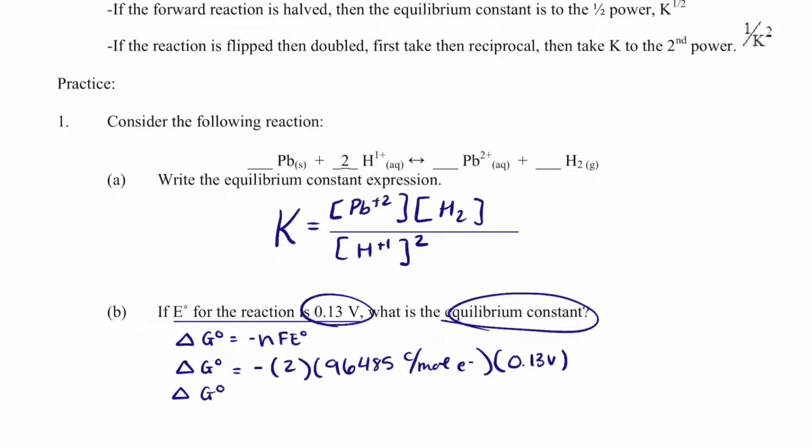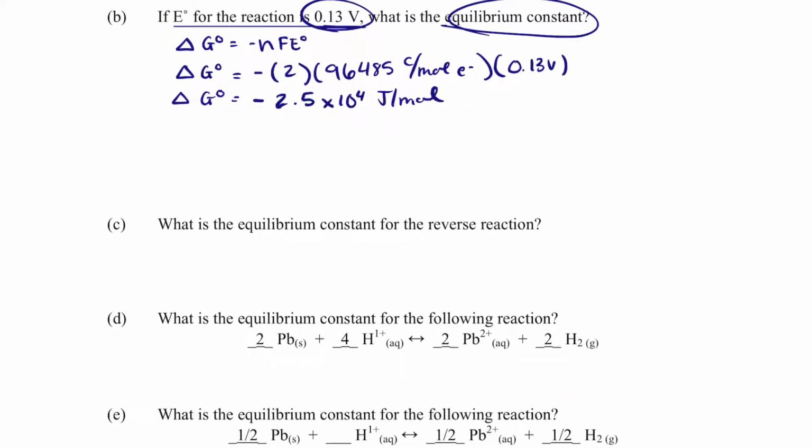When I plug this into my calculator, for delta G, I am anticipating that it'll be negative. That's because it's spontaneous, and so it must be losing energy, because that is a favorable thing to have happen. And I get negative 2.5 times 10 to the fourth joules per mole. Now I can use my other delta G equation. Delta G equals minus RT ln of K.